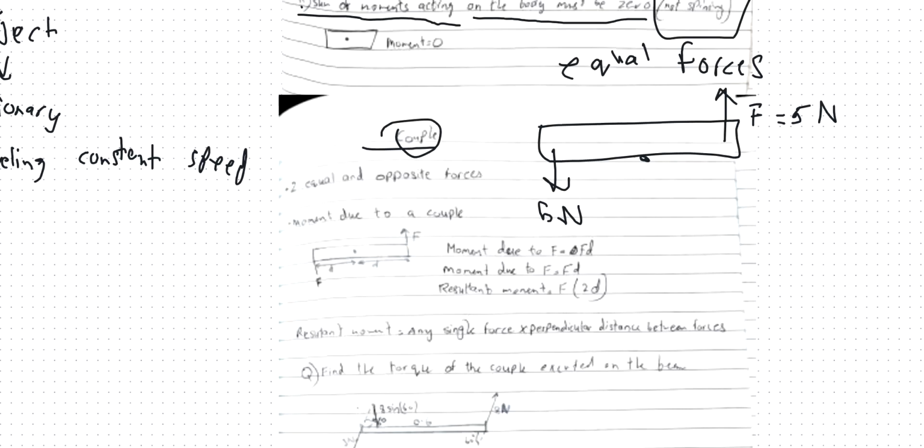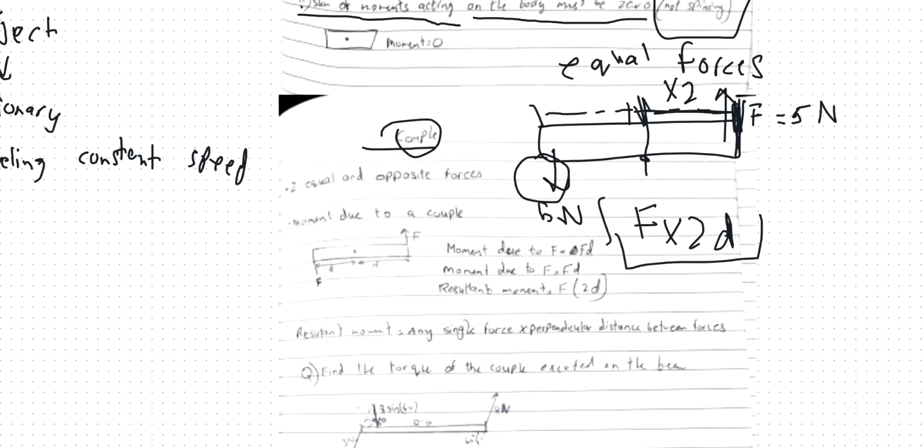And what is the formula for finding couple? It's force into 2 times the distance. What is the distance? The distance is from the pivot to the force. And this distance, remember, it's perpendicular. So I'll multiply this by 2 because I have this distance as well for the second force. So remember, couple is force into 2 times the distance.